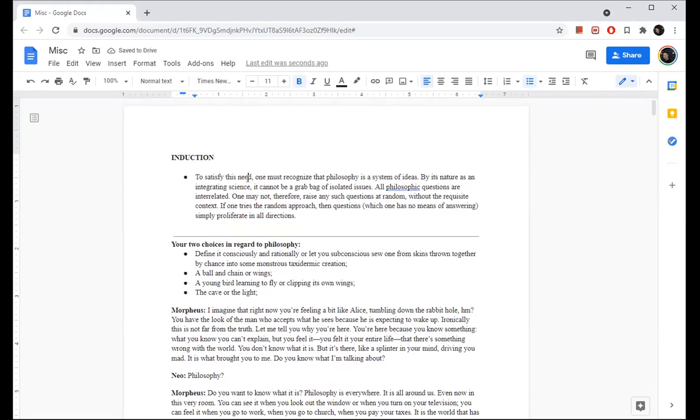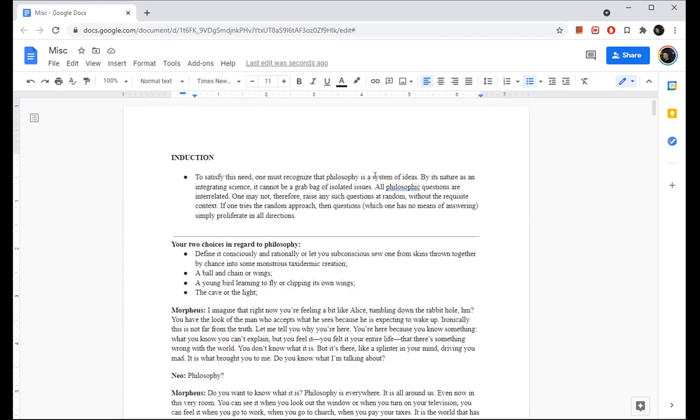And then there's a section where he talks about how all philosophical questions are interrelated, so you can't just raise them at random, like some kind of grab bag. Philosophy is an integrating science, so it's not a grab bag of isolated issues, and you can't raise questions at random without a requisite context. All knowledge is interrelated. That's the principle. So if you try the random approach, you just have millions of questions proliferating in all directions.